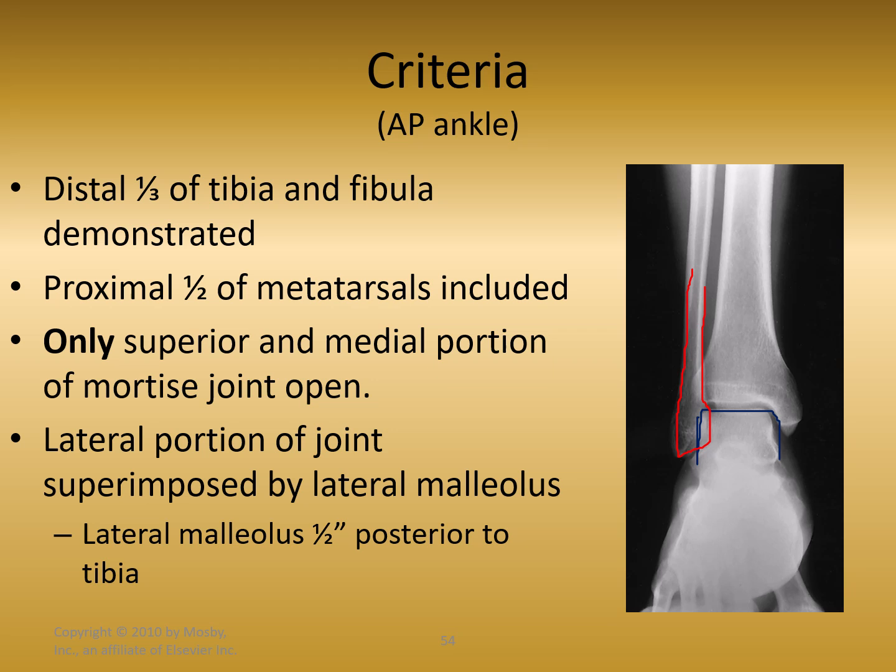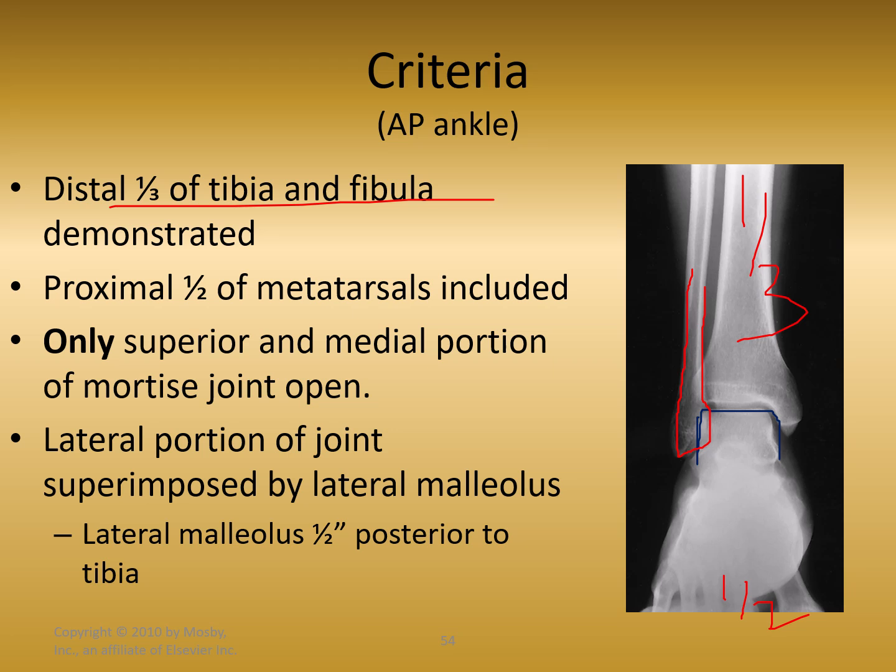This is important, okay? Because we have to be able to identify what's happening at the mortise joint, and then you'll be able to tell me if this is an AP ankle or not, because you're going to have to identify ankle images and know what they're supposed to look like when you do it on your patient. So we need to have at least 1/3 of the distal tib-fib, about the proximal half of the metatarsals included, and only the superior and medial portion of the mortise joint open.